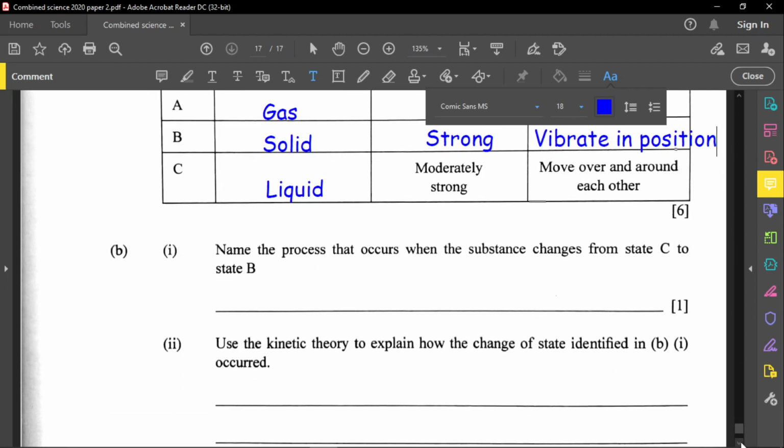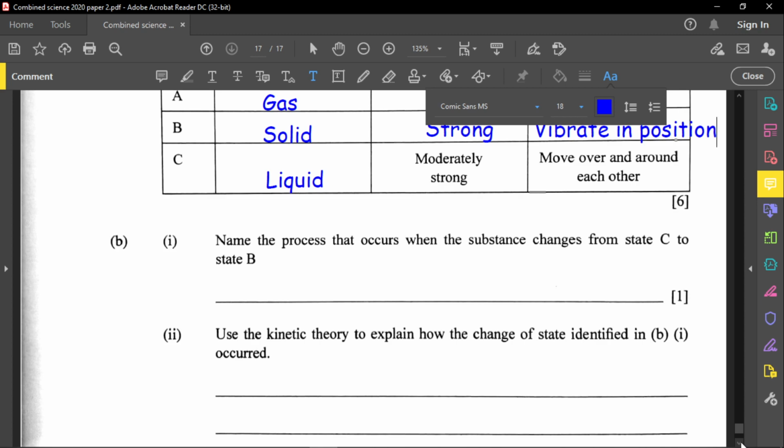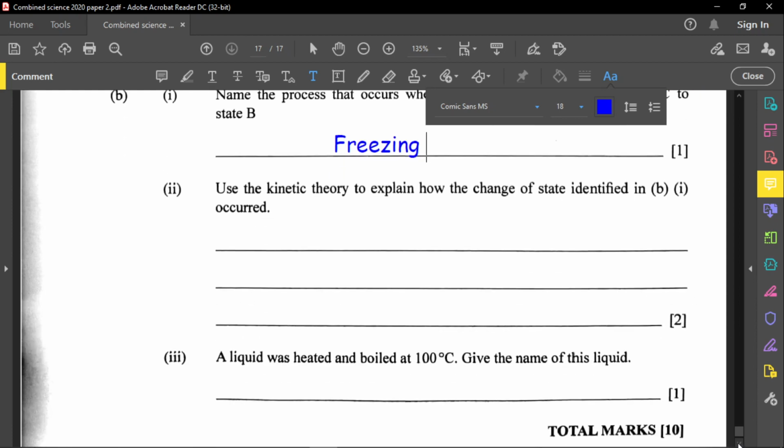It says name the process that occurs when the substance changes from C to B, and moving from C to B is moving from liquid to solid. That means freezing is taking place right here. And then this part asks us to use the kinetic theory to explain how the change of state identified in B1 occurred. So we're talking about moving from liquid to solid by freezing.